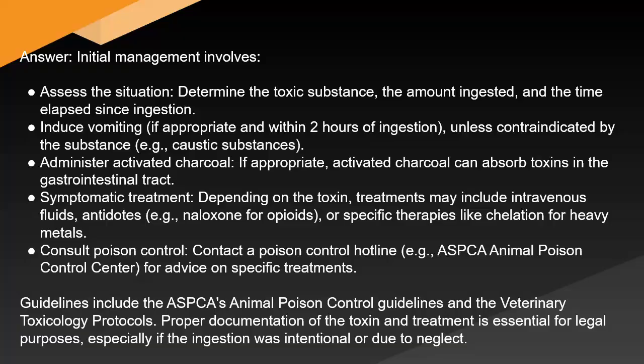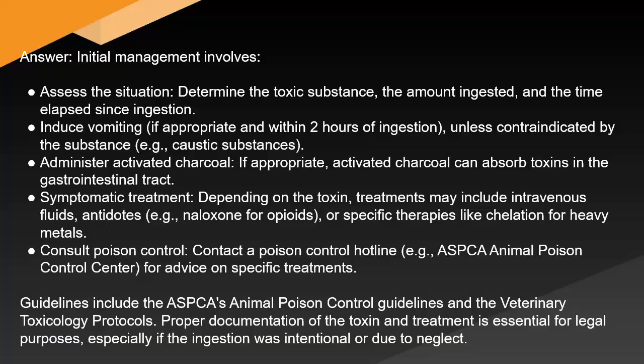Induce vomiting, if appropriate, and within 2 hours of ingestion, unless contraindicated by the substance, e.g., caustic substances. Administer activated charcoal. If appropriate, activated charcoal can absorb toxins in the gastrointestinal tract. Symptomatic treatment. Depending on the toxin, treatments may include intravenous fluids, antidotes, e.g., naloxone for opioids, or specific therapies like chelation for heavy metals. Consult poison control.